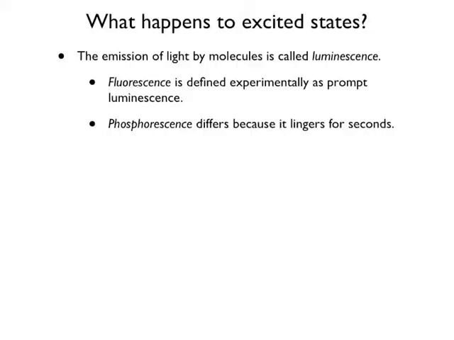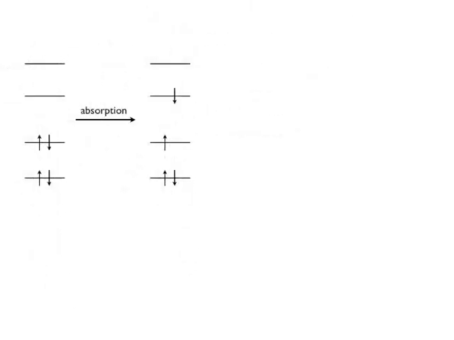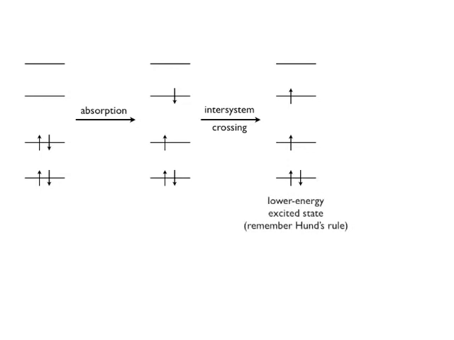Why is it slow? Well, we can understand in terms of molecular orbital diagrams. We go from the ground state to the excited state by irradiating with electromagnetic radiation of just the right energy, just like before. But in compounds that phosphoresce, that excited state relaxes to a lower energy excited state. And we can see why it's lower energy. The spins are now parallel, so it obeys Hund's rule. And we know that gives a lower energy state.